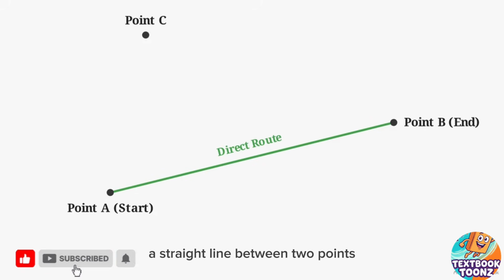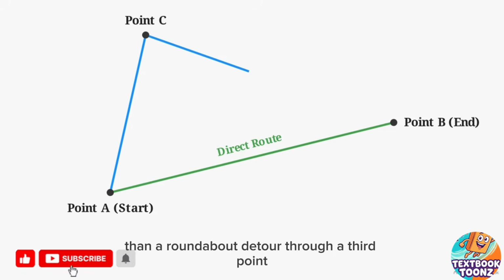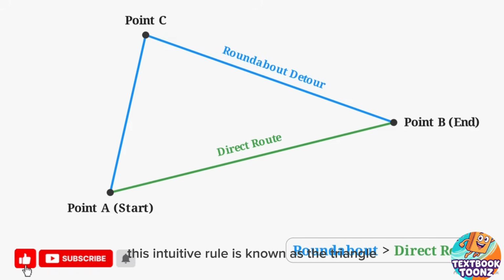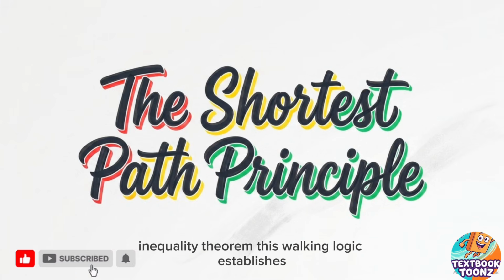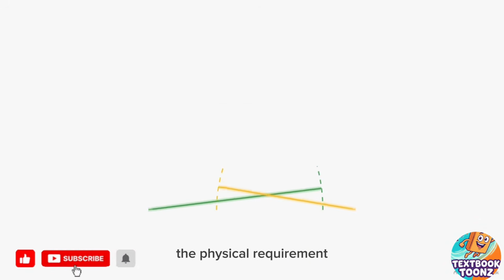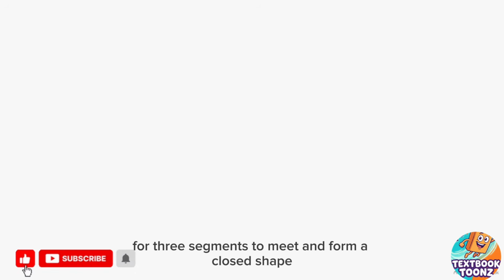A straight line between 2 points will always cover less distance than a roundabout detour through a third point. This intuitive rule is known as the Triangle Inequality Theorem. This walking logic establishes the physical requirement for 3 segments to meet and form a closed shape.